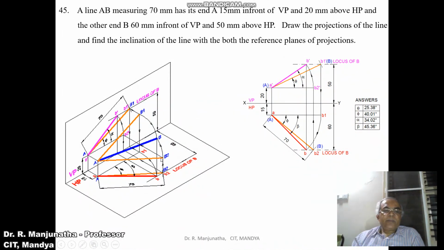This is parallel to HP. Therefore, we are getting the true length in HP. Now we need to solve this problem. So when you look from the front view, this A dash B dash will be the true length.